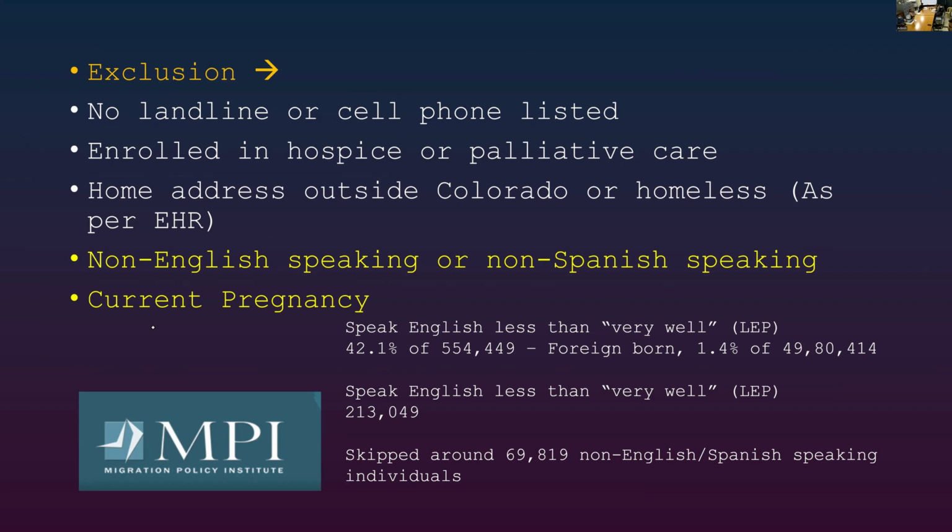Current pregnancy, I'm not sure why you would be excluded, because there doesn't seem to be any biological explanation why you want to exclude pregnant women. They are just getting a message telling them to take the medicine. So I would include them in this study if I was doing it.